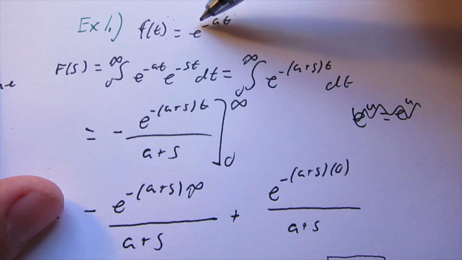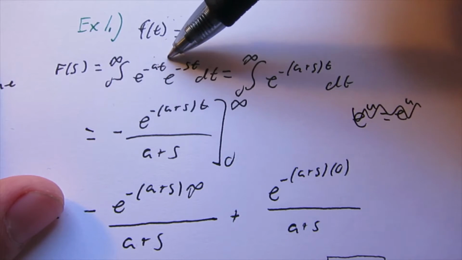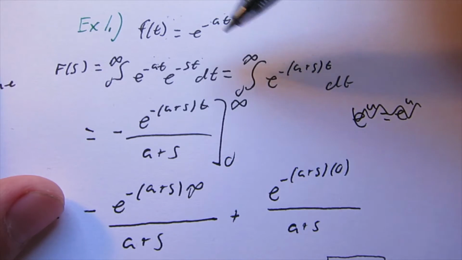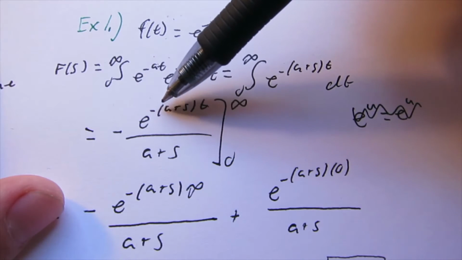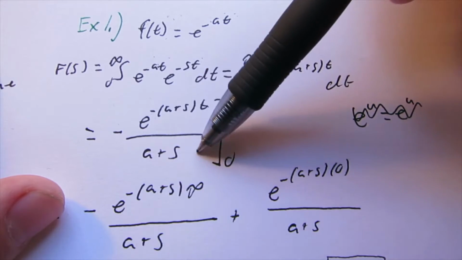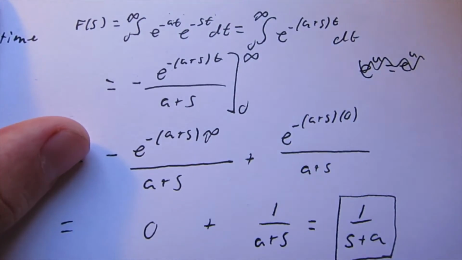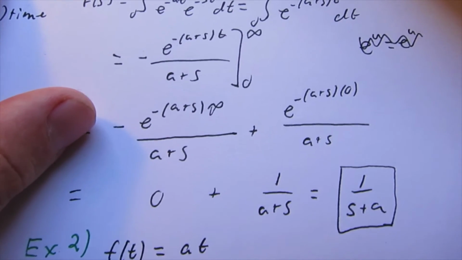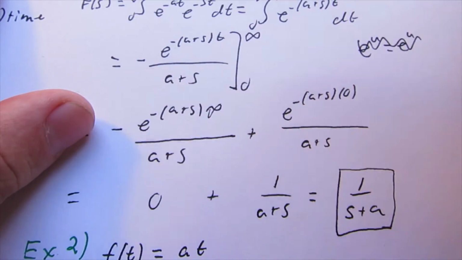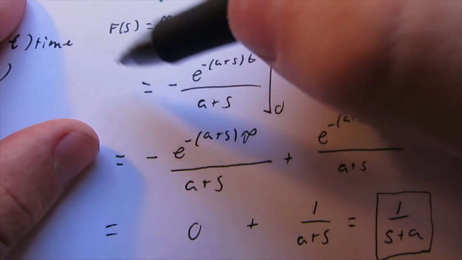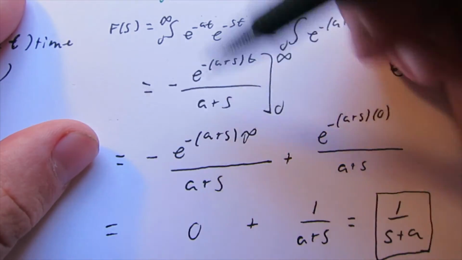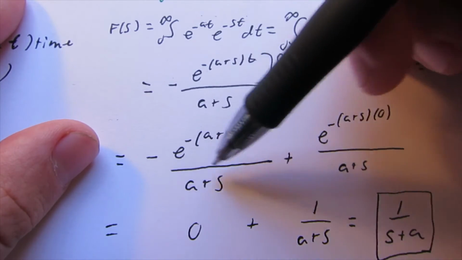So here our function is e to the negative at. So multiply e to the negative at times e to the negative st. You can combine the exponents and take the integral of that. Because the integral of e to the negative, it's divided by negative a plus s. And then evaluate it from 0 to infinity. A couple of things that are important to know here: e to the negative infinity is 0, because that just goes to 0. So e to the negative infinity is 0.